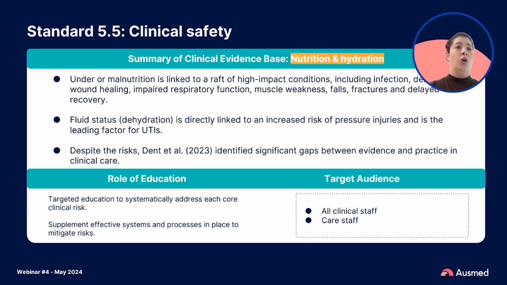The next core clinical risk that falls within 5.5 is nutrition and hydration. Now, we've obviously got standard 6, the new one on nutrition, so I'll cover this more in a couple of minutes, but I do want to just highlight the need to not overlook hydration. Our fluid status or dehydration is directly linked to our risk of pressure injuries and is a leading factor in UTIs, urinary tract infections. There's a lot of integration of risks associated with clinical issues.